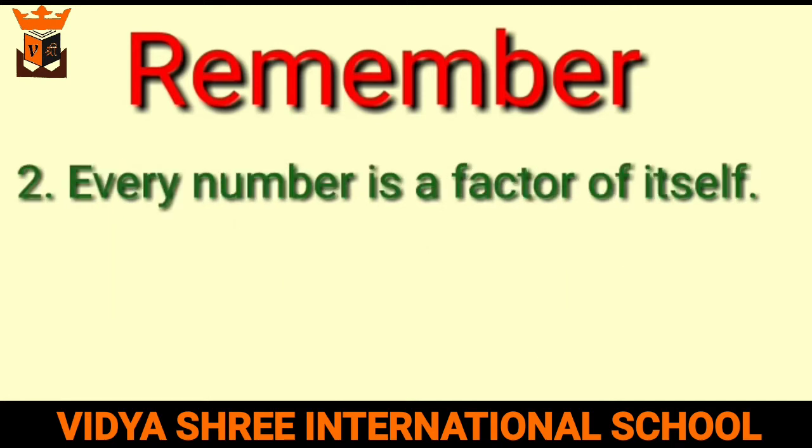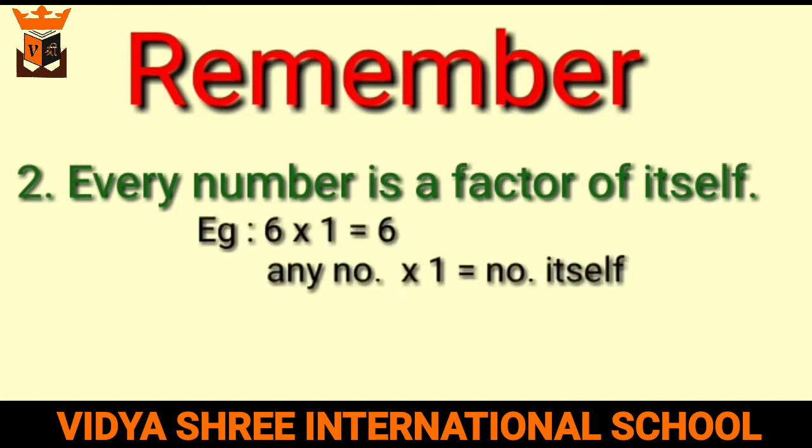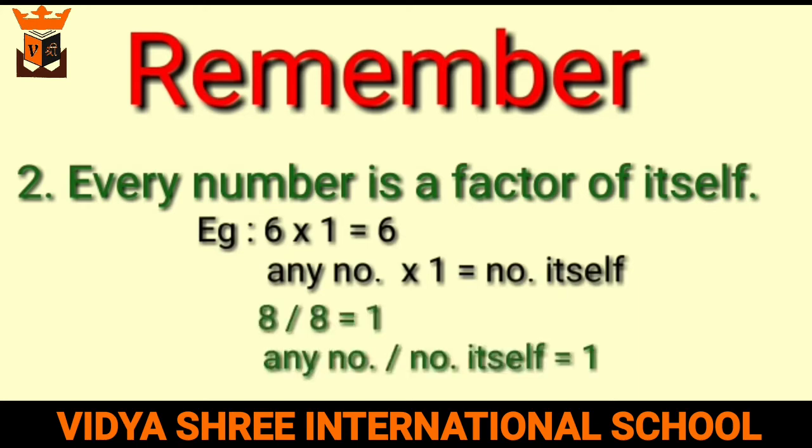Second one, every number is a factor of itself. For example, 6 multiplied with 1 gives 6. Any number multiplied with 1 gives the number itself. 8 divided by 8 is equal to 1. So any number divided by itself gives the number 1. Hence we can say every number is a factor of itself.